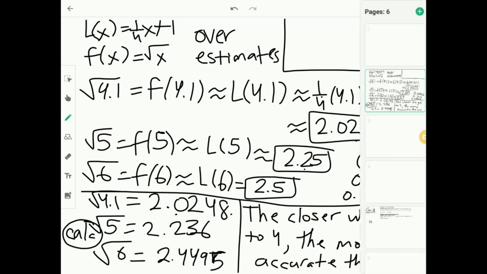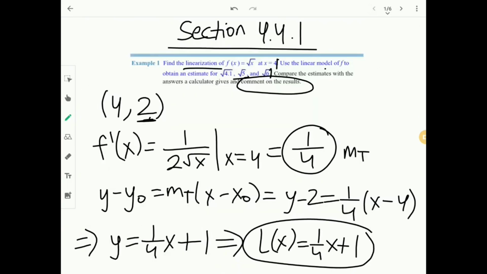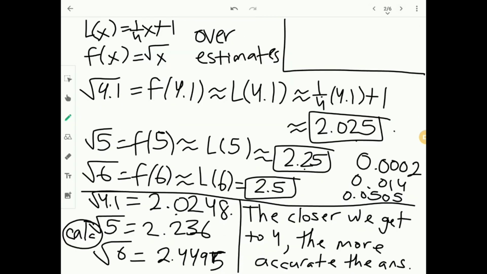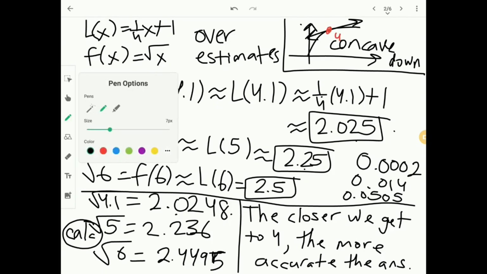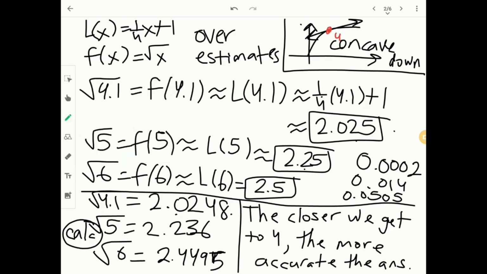How does square root of x really look like? Just draw a quick graph. Doesn't it look like this? It's concaving down. Important thing. When you draw the tangent, it looks like this. So when you can clearly see, let me draw this with red. This is, let's say, 4. We can very clearly see that any of our answers will be over.